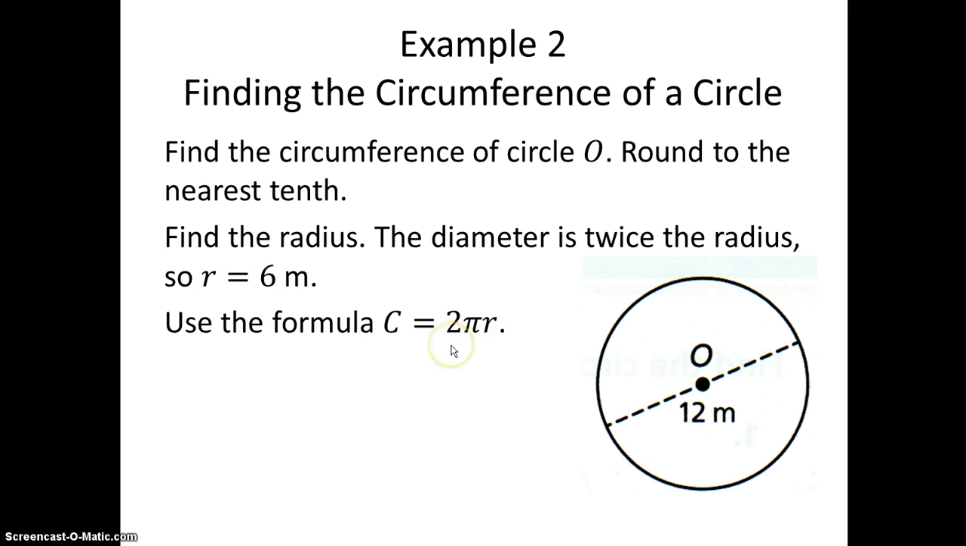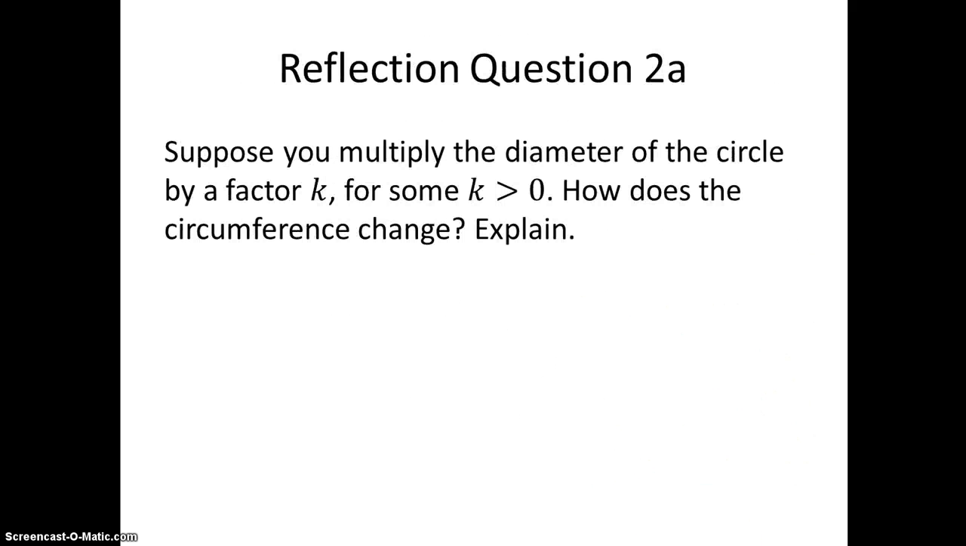And then I just use the formula directly. The circumference of a circle is equal to 2 times pi times the radius of the circle. But I already know the radius is 6 meters, so I plug that in for r. And using a calculator, I get that the circumference of this circle is approximately 37.7 meters, since we're rounding to the nearest tenth.